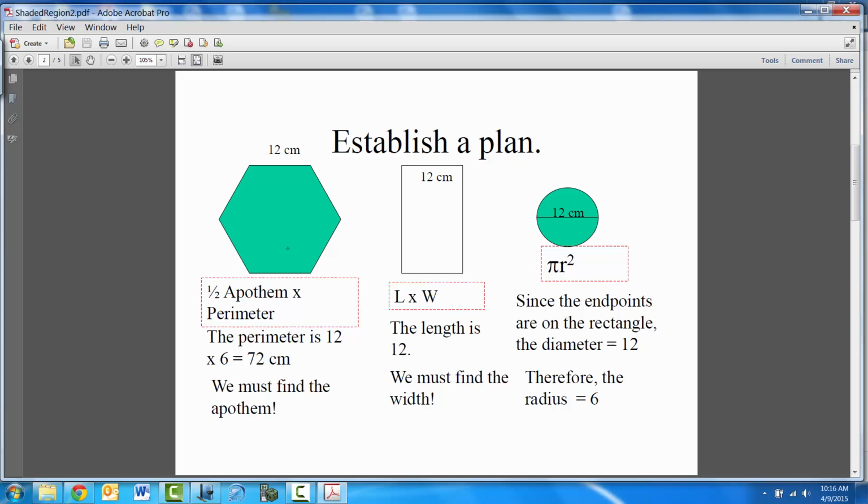First thing, all of these are 12 because this is a regular hexagon. So the perimeter of this hexagon is 72. Problem is we have to find the apothem. Well, that stinks. And the problem with this is we have the length of this, which is 12, but we don't know the width, if you want to call it that. That's this from here to here.